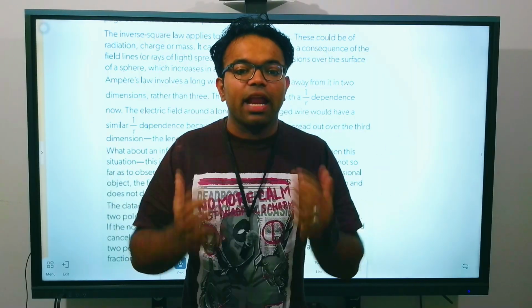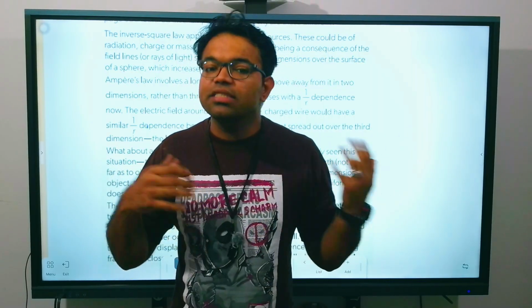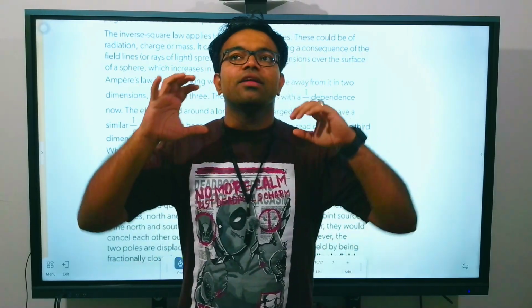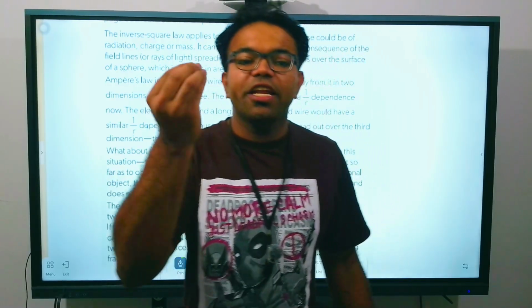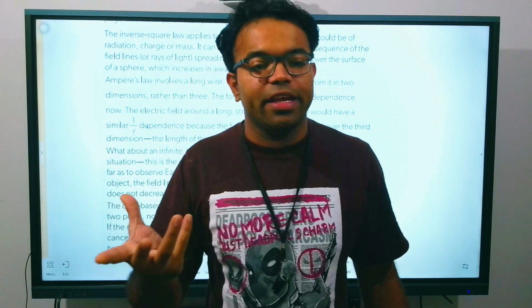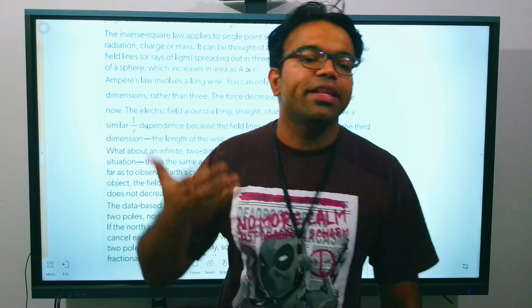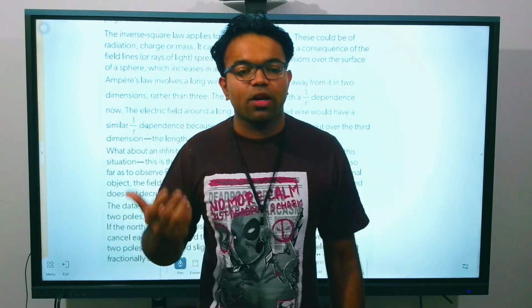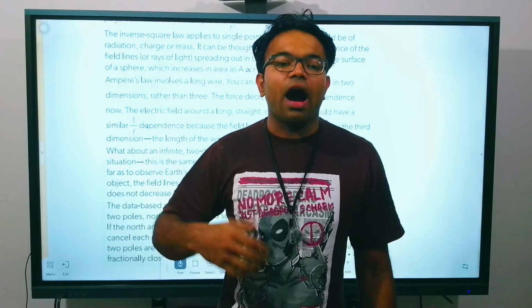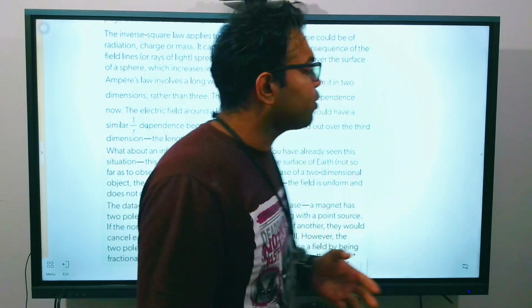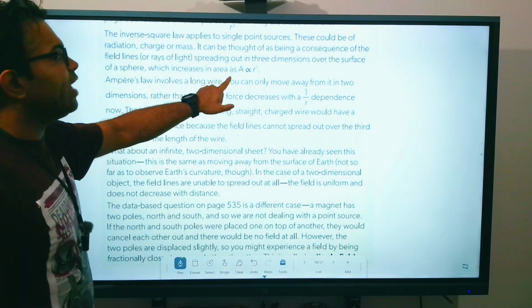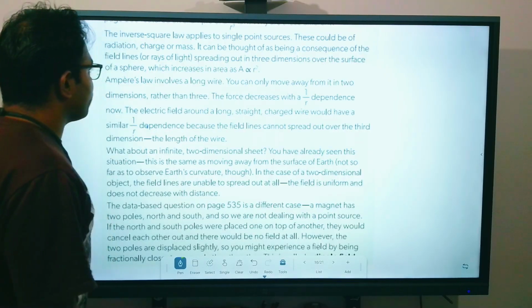For example, the gravitational field produced by the earth is spherical in nature. Similarly, the field produced due to a stationary charge is also spherical in nature. Right? That's where the 1 upon r square logic comes from. Okay, r square suggests area, so area is what matters. Understood? Area is directly proportional to r square.